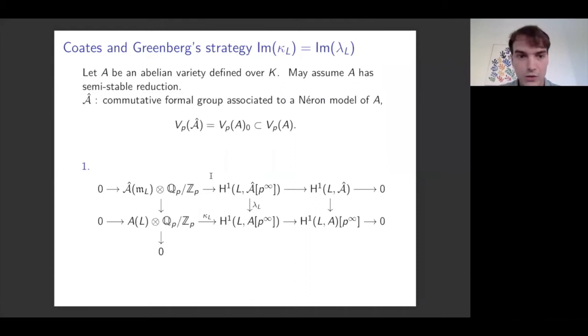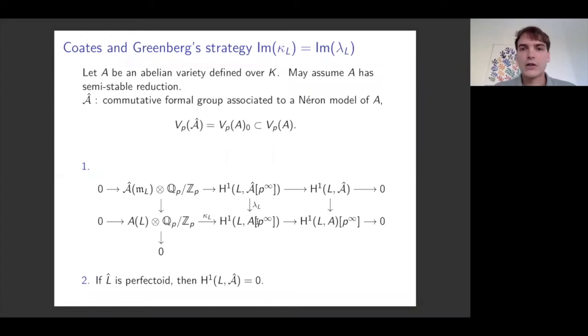And what they do, this is really the difficult part of course, is that they prove that if L hat is perfectoid, then this Galois cohomology group of the commutative formal group is trivial. And actually they prove that for any commutative formal group, not just one coming from an Abelian variety. And so these two steps are enough, because now if you put back this zero in this diagram, you see that by commutativity, you get the equality of the image of kappa L and the image of lambda L, okay?